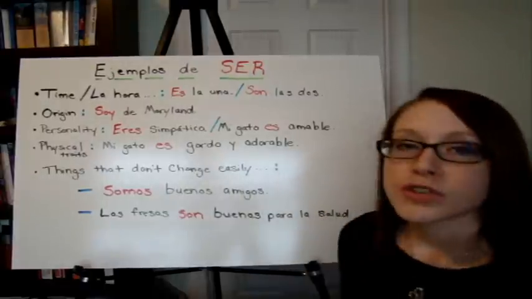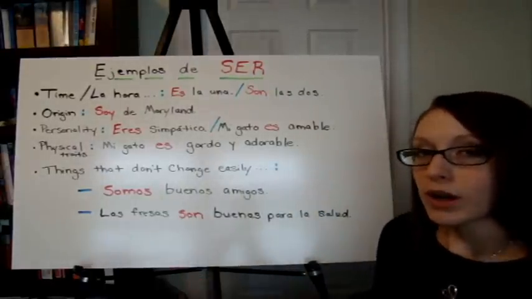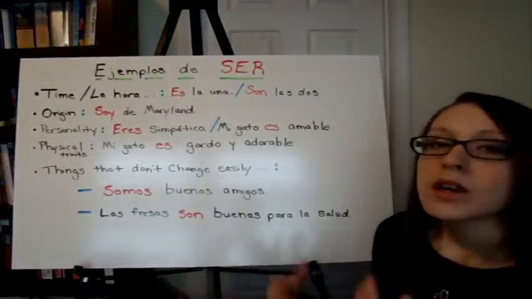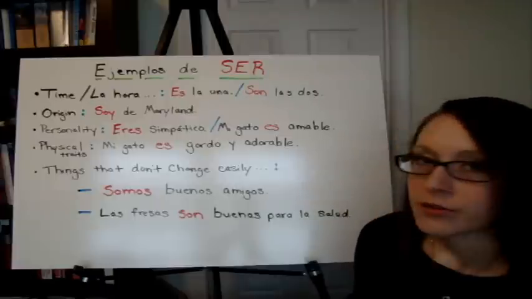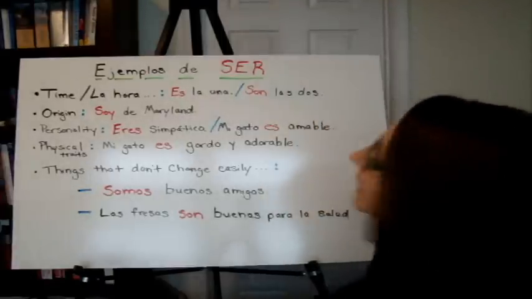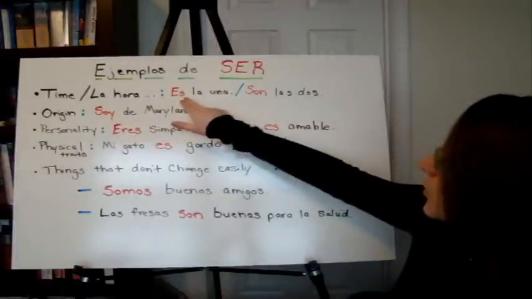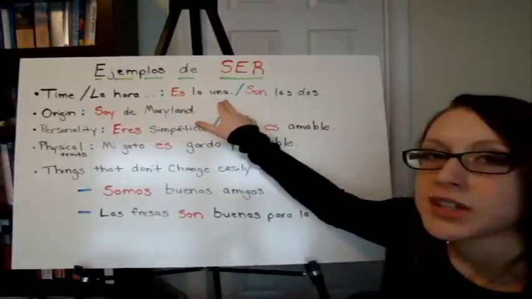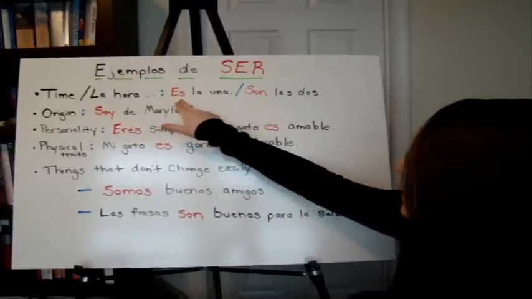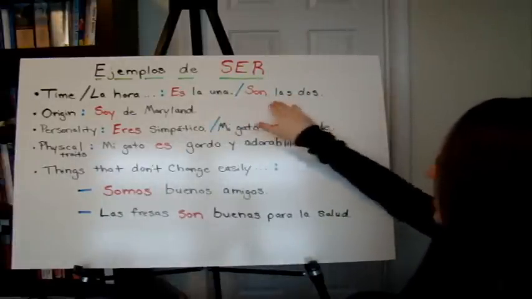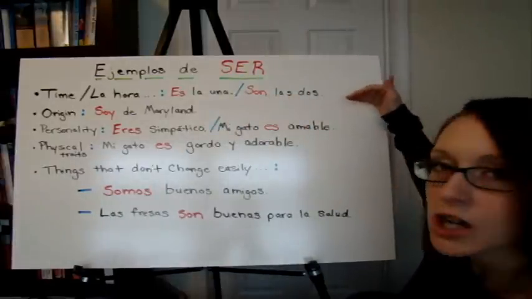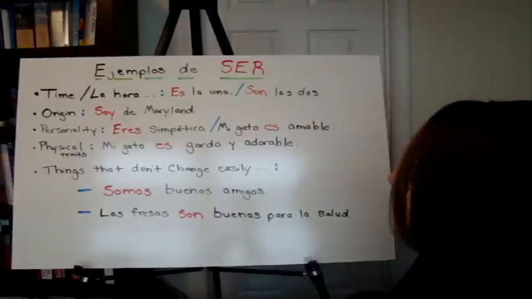Alright, so I just want to go over some examples of when to use ser and when to use estar so you can have an idea of what exactly falls in these categories. Like I said, time. For example, es la una, when you're saying it's 1 o'clock. Es, it is 1. Son las dos, it is 2. So it's 2 o'clock. Remember, we can't change how many hours there are in the day.